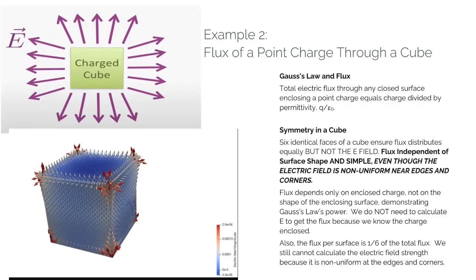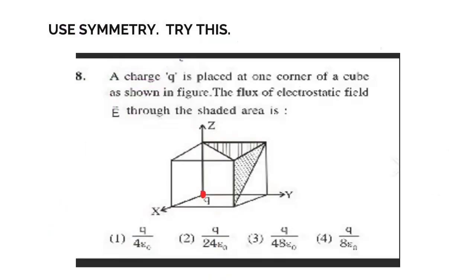So we know the flux only depends on the enclosed charge, not on the shape, and we're going to use Gauss's law and symmetry to decide that the flux through any surface, the face of this cube, is going to be 1/6 of the total flux. There are 6 faces of a cube, so it should split evenly. The flux through any face is 1/6 of the total flux. So that means it's Q over epsilon naught divided by 6. Please see how you can use that information to solve this problem.